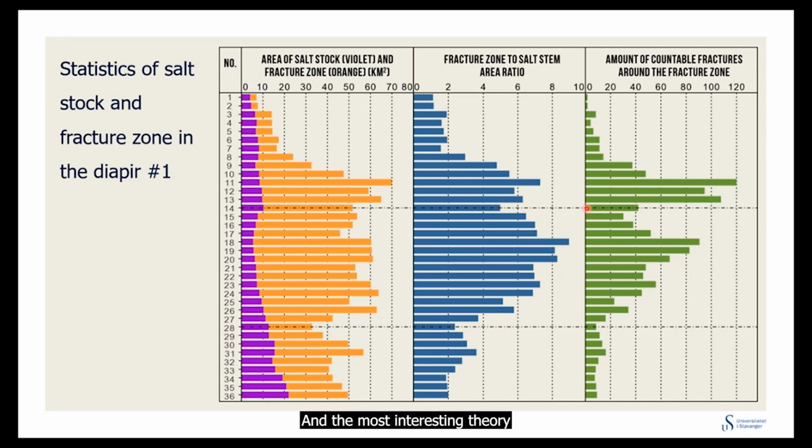And most interestingly, you can look at the vertical distribution of countable fractures or faults around the salt dipole. That means if we want to use the halite dominated phases for making salt caverns, we should stay far away from these areas with many fractures.